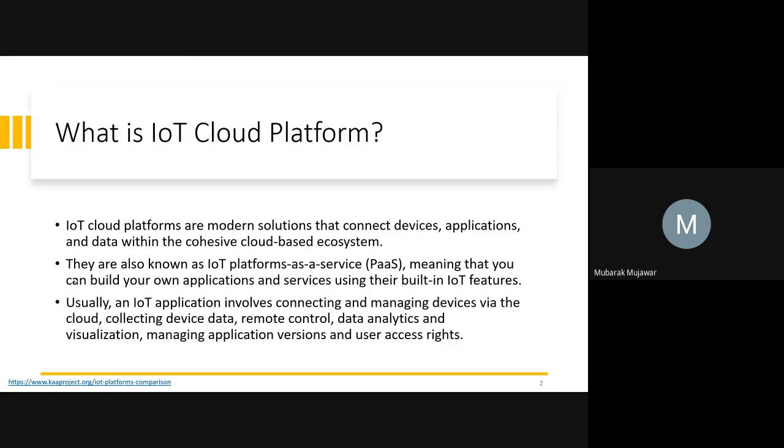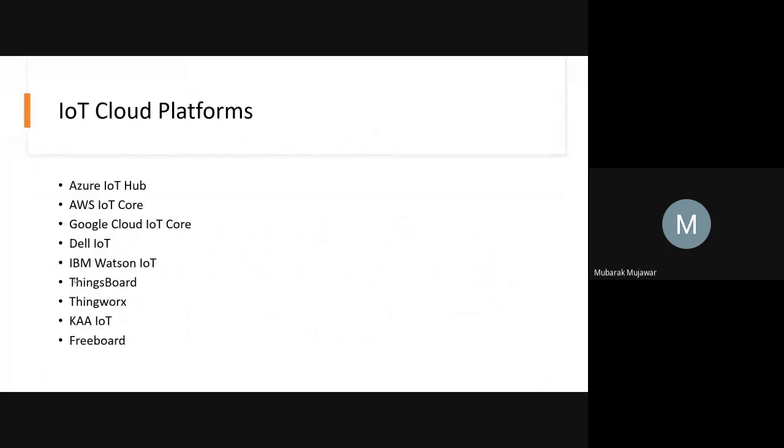And there are many IoT cloud platforms nowadays budding. I have listed some of them. Microsoft Azure IoT Hub. The next one is by Amazon, AWS IoT Core. Google is also into the cloud business as well as the IoT business. Dell has recently stepped into it along with IBM. Rather, IBM Watson is one of the pioneers in IoT cloud platforms. So these are big giants in IoT platforms.